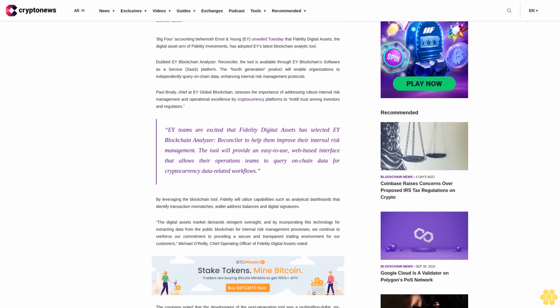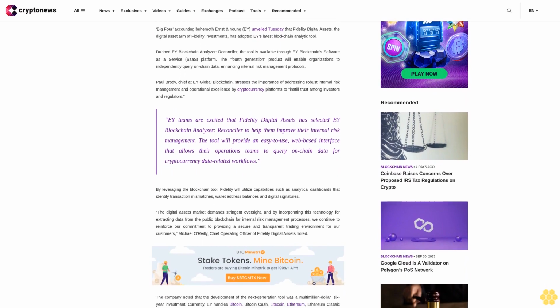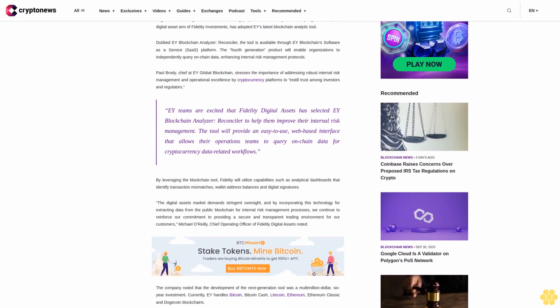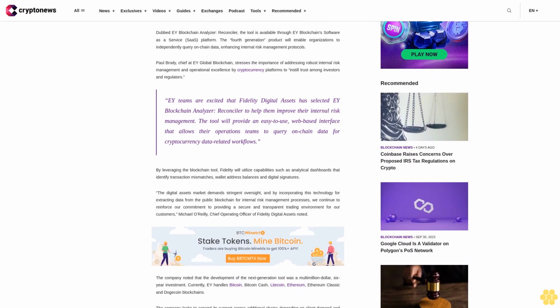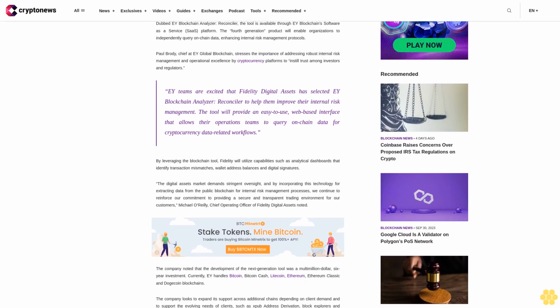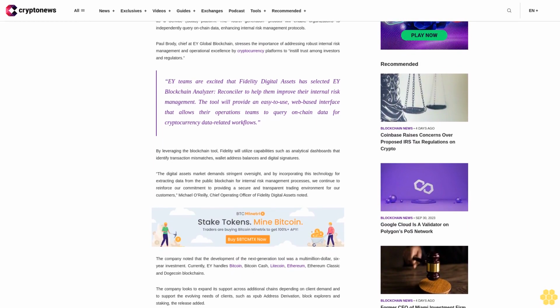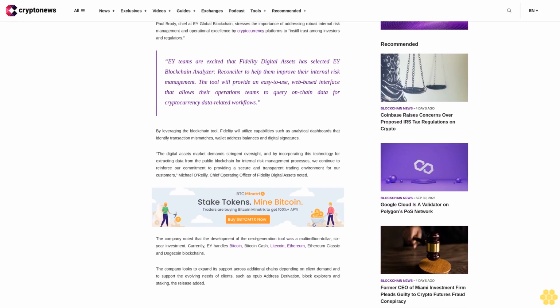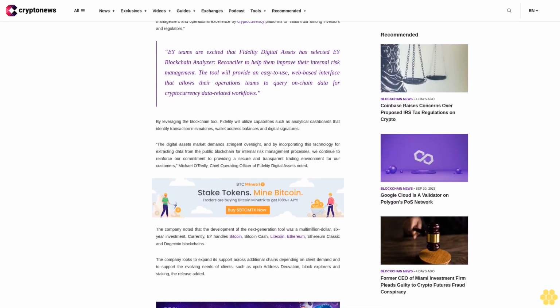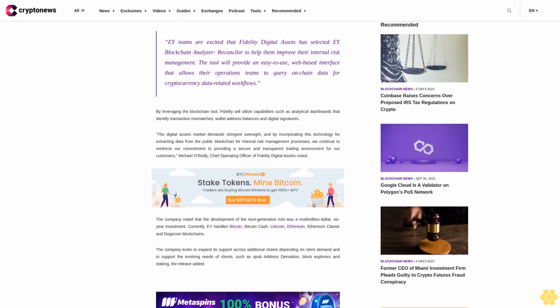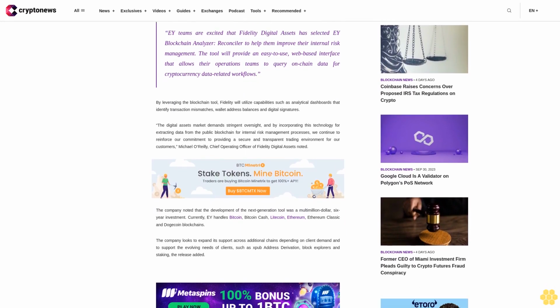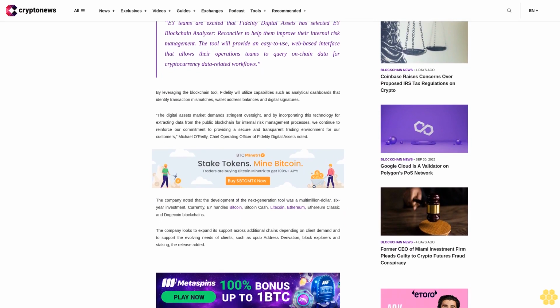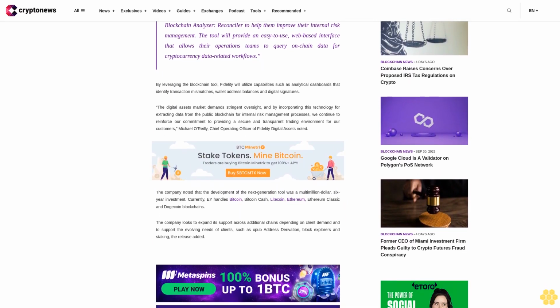EY teams are excited that Fidelity Digital Assets has selected EY Blockchain Analyzer: Reconciler to help them improve their internal risk management. The tool will provide an easy-to-use, web-based interface that allows their operations teams to query on-chain data for cryptocurrency data-related workflows. By leveraging the blockchain tool, Fidelity will utilize capabilities such as analytical dashboards that identify transaction mismatches, wallet address balances, and digital signatures.